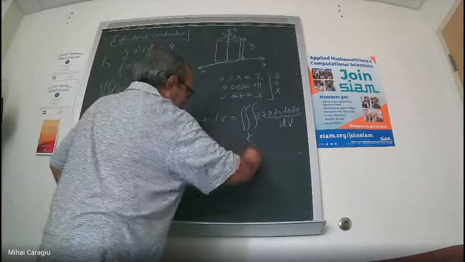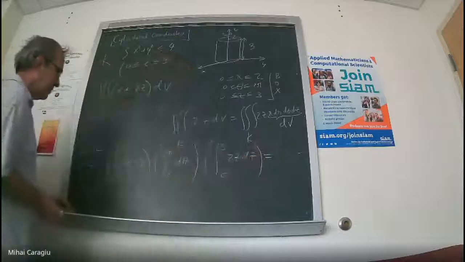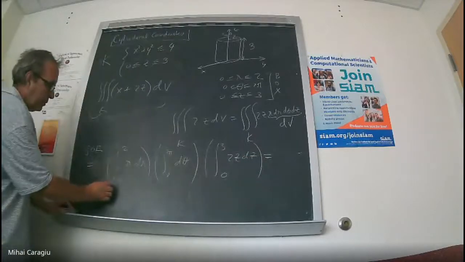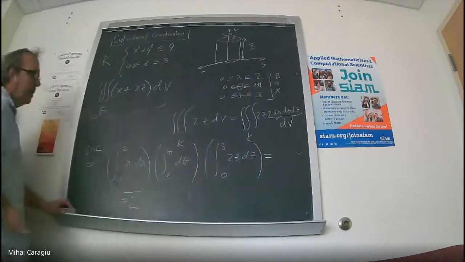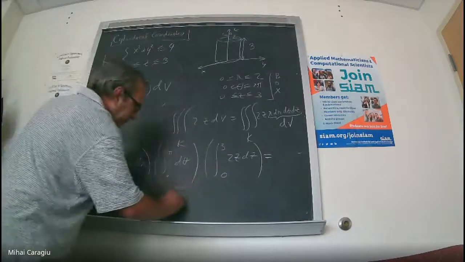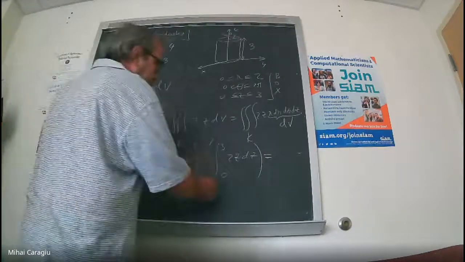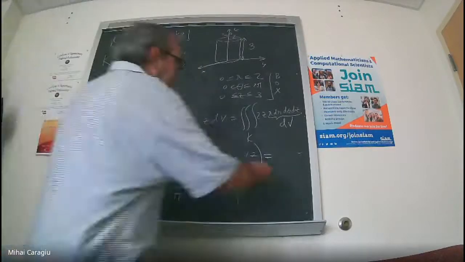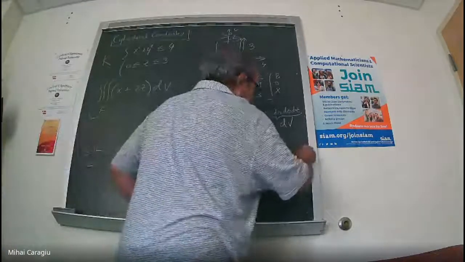So this will be r squared over 2 from 0 to 2, that's 2. That's 2 pi. The z squared from 0 to 3, that will be 9. 9 times 4 pi is 36 pi, the answer to the problem.